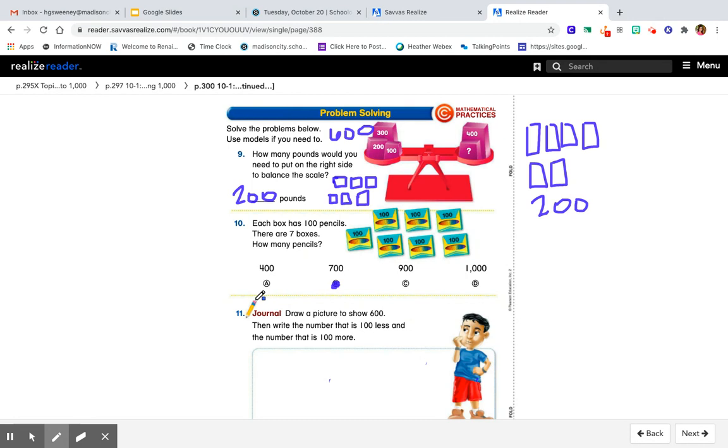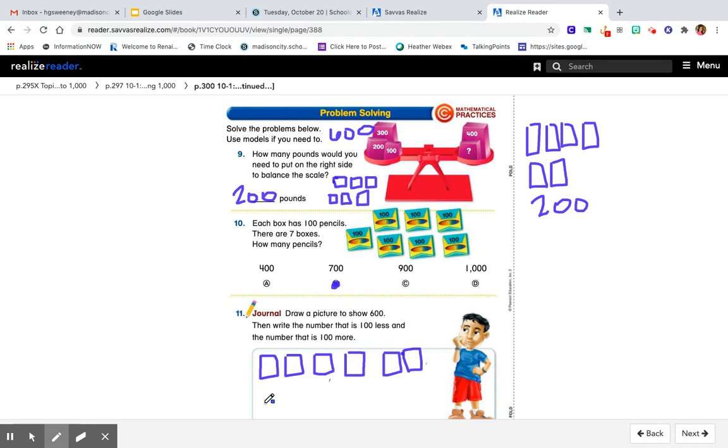Then write the number that is 100 less and the number that is 100 more. So first, let's draw the picture to show 600. So that means I need to draw 6 flats. 1, 2, 3, 4, 5, and 6. So that's 600.